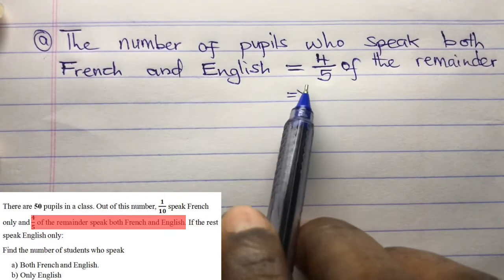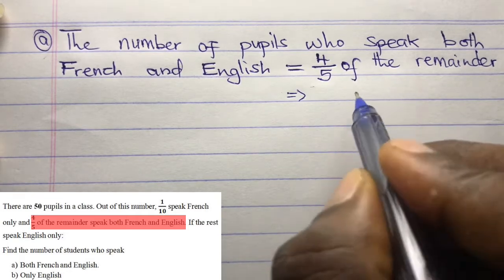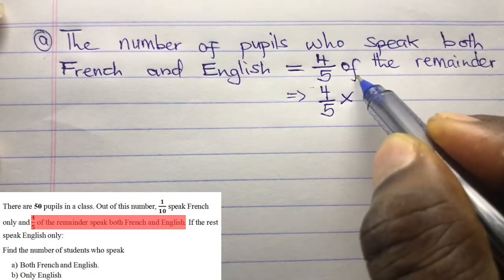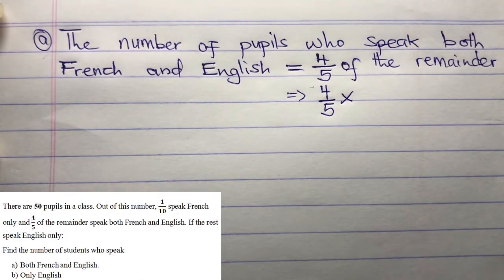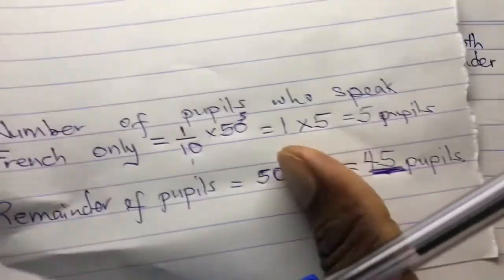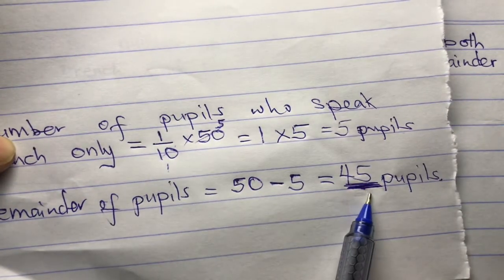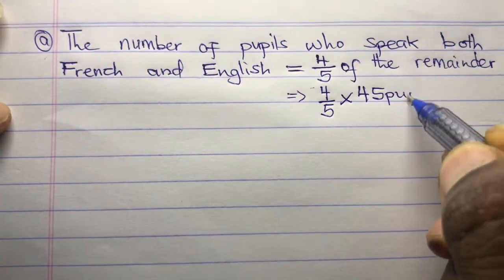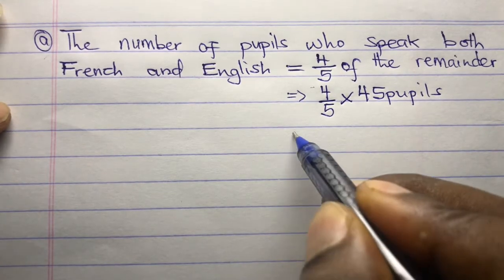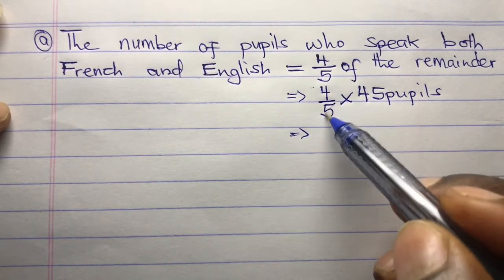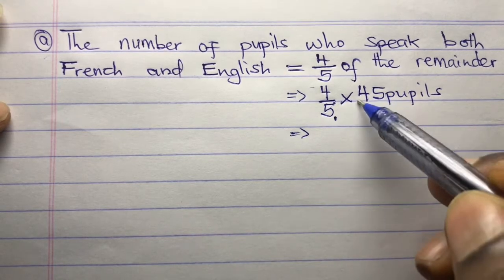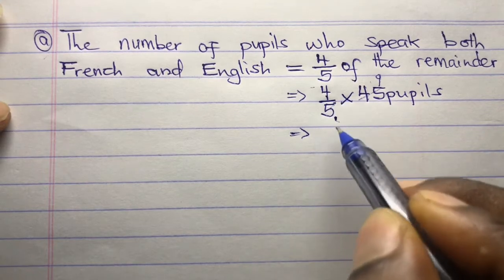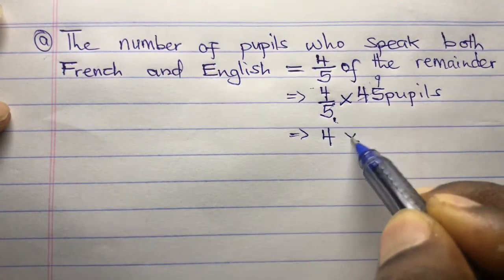So it follows that over here, of in mathematics means multiplication. So 4 out of 5 of, meaning multiplied by the remainder. And the remainder, we found it to be 45 pupils. Is it clear? So over here, it follows that 5 will divide itself a single time and divide 45 9 times. So now we have 4 out of 1, which will give us 4. Now multiplied by 9.